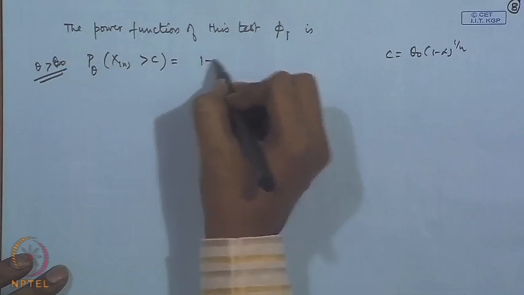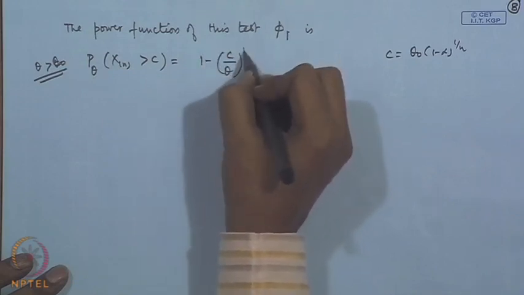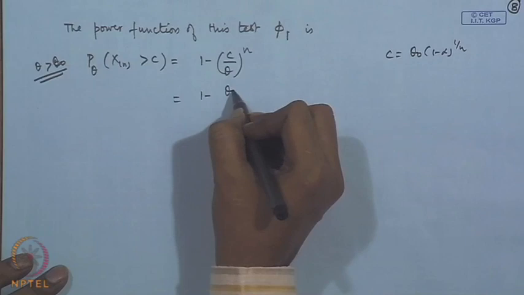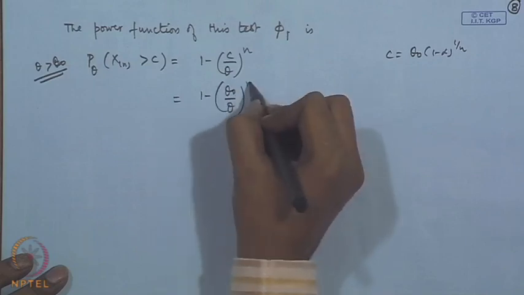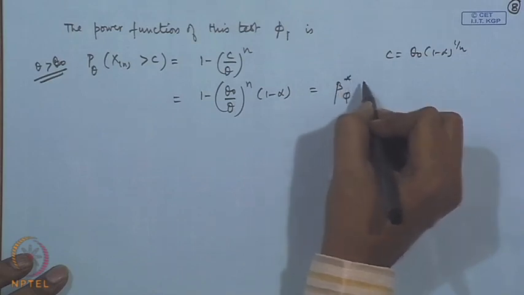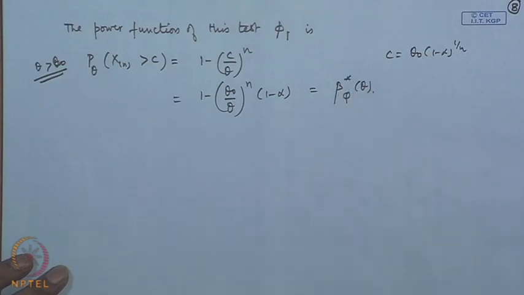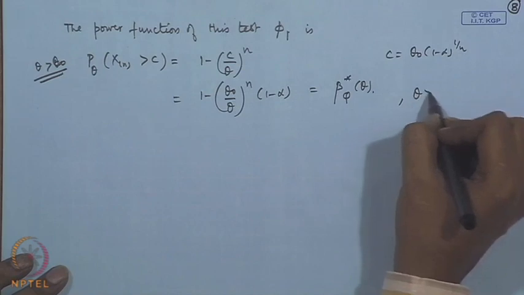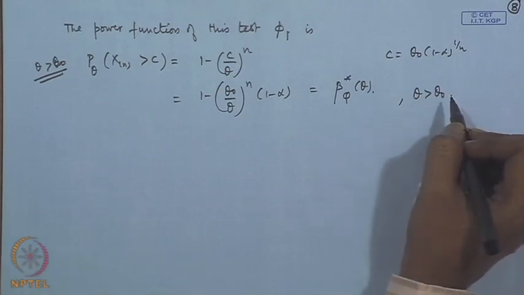So, this is equal to 1 minus c by theta to the power n, that is equal to 1 minus theta naught by theta to the power n into 1 minus alpha. Let us call it say beta phi star theta. Here theta is greater than theta naught.